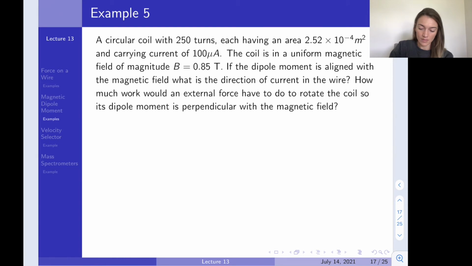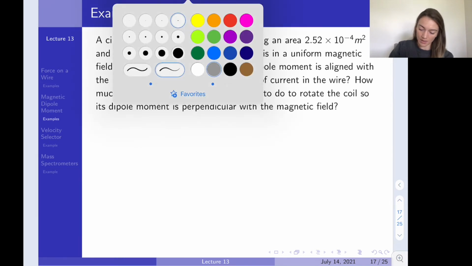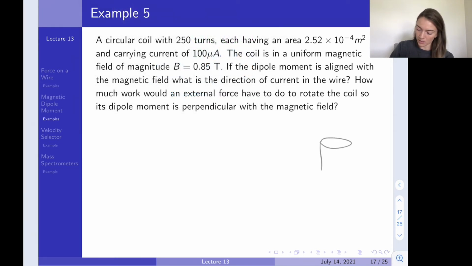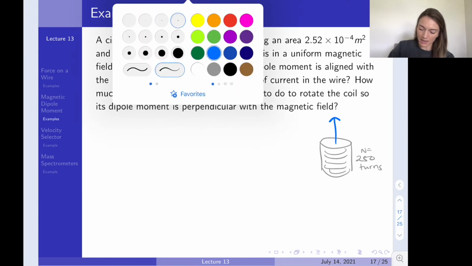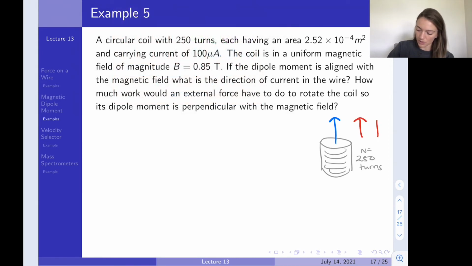Let's just say we have some coil, or coils like this. There's 250 turns here, so N is 250 turns. The dipole moment, they say, is aligned with the magnetic field, so we can just make up, let's just say the magnetic field is upwards since it doesn't tell us what direction.